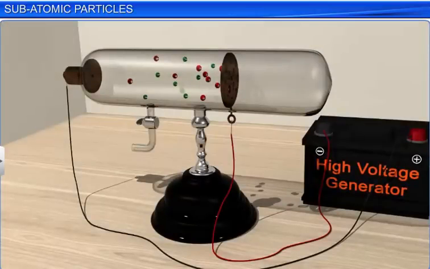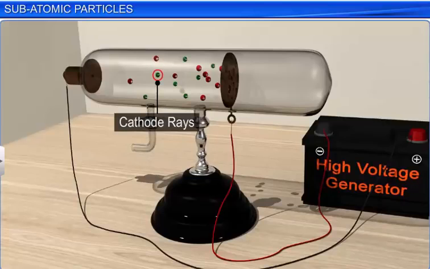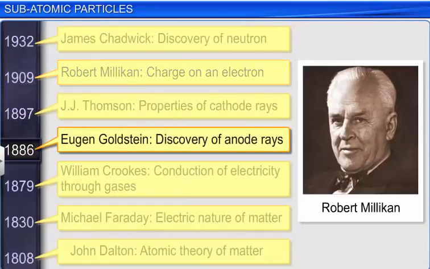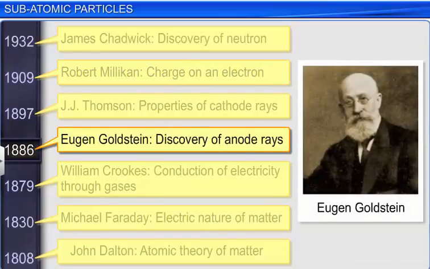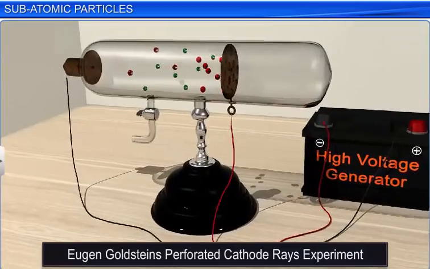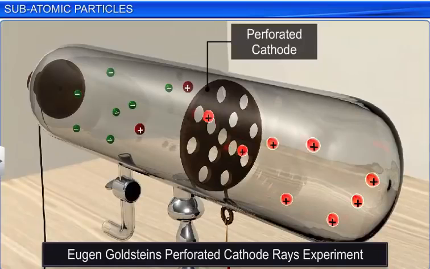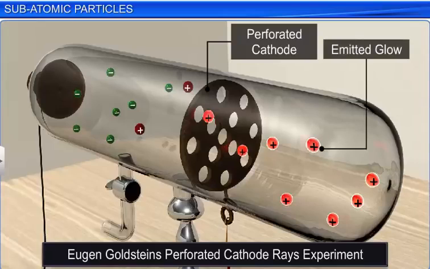Just like the discovery of cathode rays led to the discovery of the negative particles called electrons, the discovery of anode rays led to the discovery of the positive particles called protons. Anode rays, also called canal rays, were discovered by E. Goldstein in 1886, when he repeated the cathode ray experiment conducted by Crookes with a perforated cathode instead of a perforated anode. He observed that discharge tubes containing a perforated cathode also emit a glow at the cathode end.